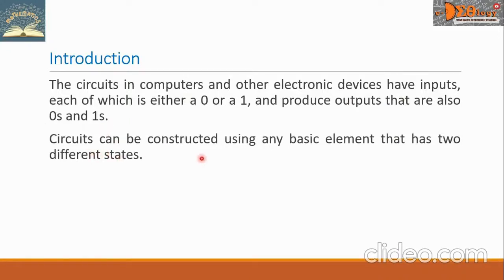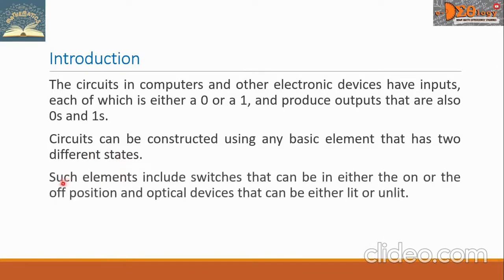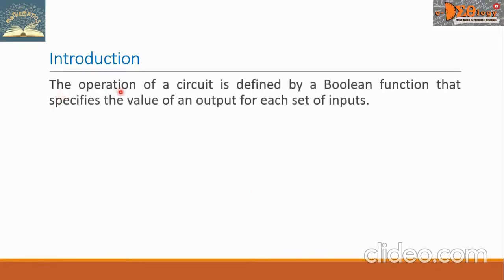Circuits can be constructed using any basic element that has two different states. Such elements include switches that can be in either the on or the off position, and optical devices that can be either lit or unlit. The operation of a circuit is defined by a Boolean function that specifies the value of an output for each set of inputs.